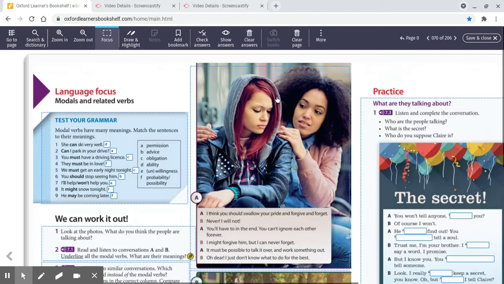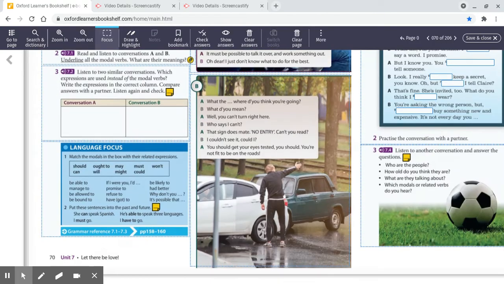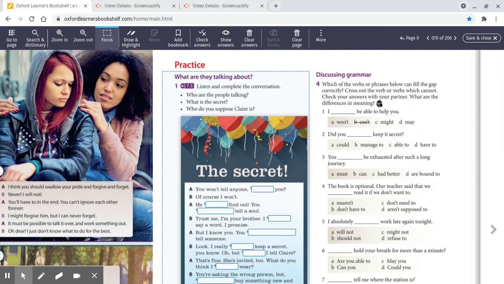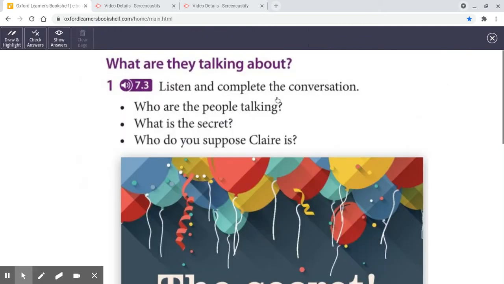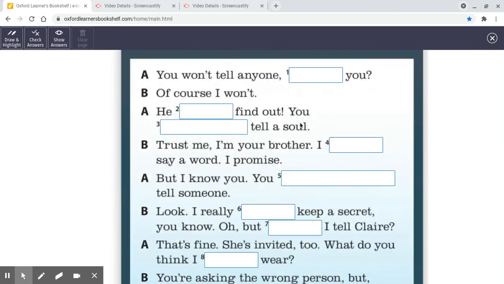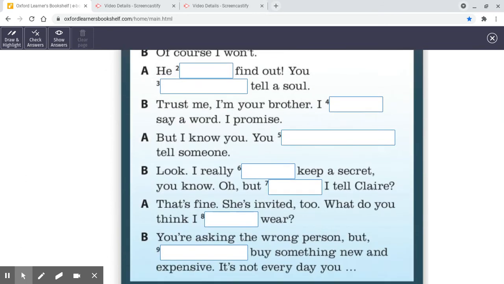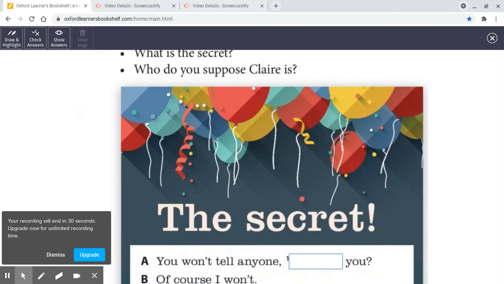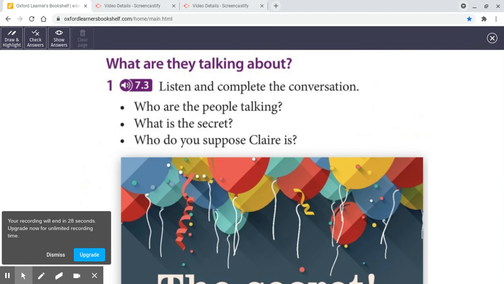Right, let's move on because I'm trying to get through the answers to these ones as quickly as possible. And we're going to have a look at the secret. Listen and complete the conversation. Who are the people talking? What is the secret? Who do you suppose Claire is? And there are some balloons there about the secret. Okay, so you're going to listen to it. I'm going to put up the answers now. It's 7.3. Here come the answers.